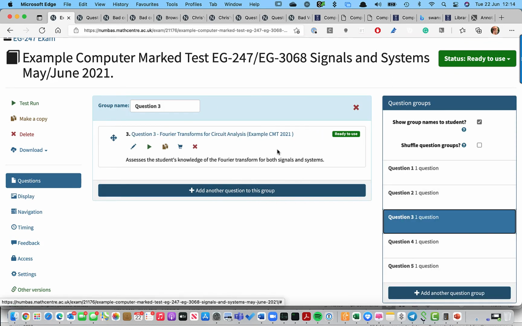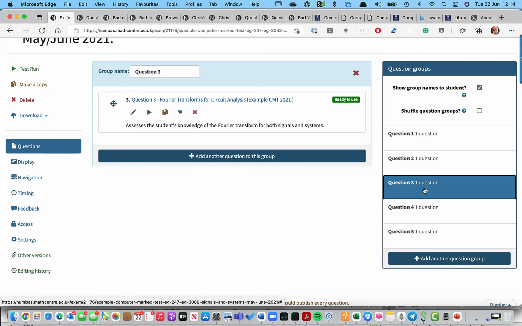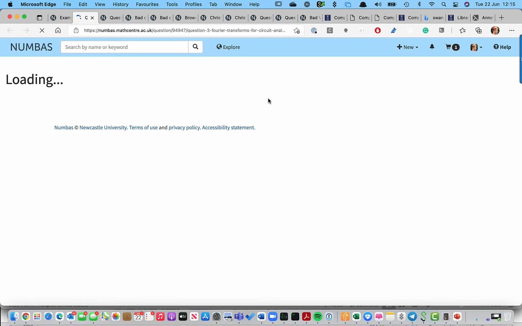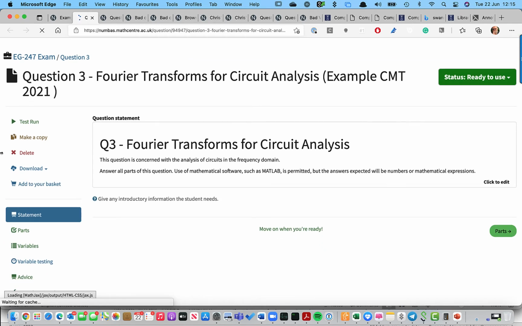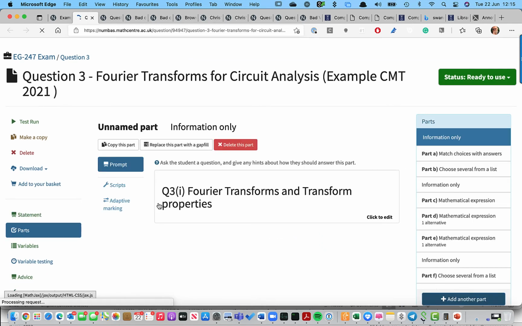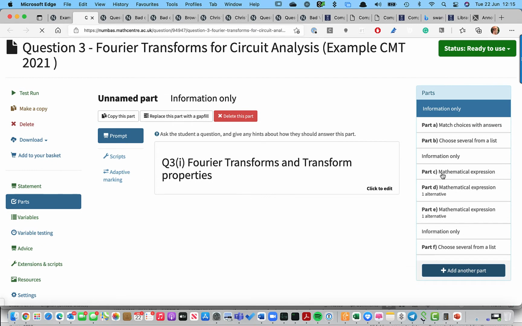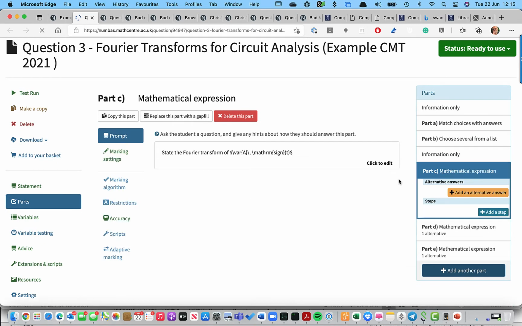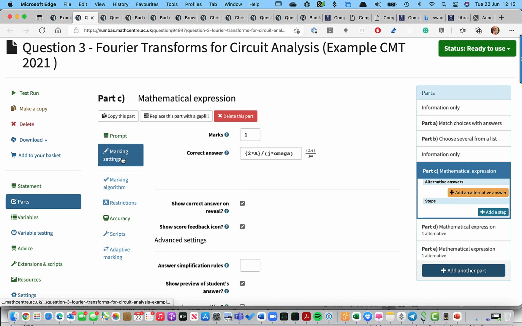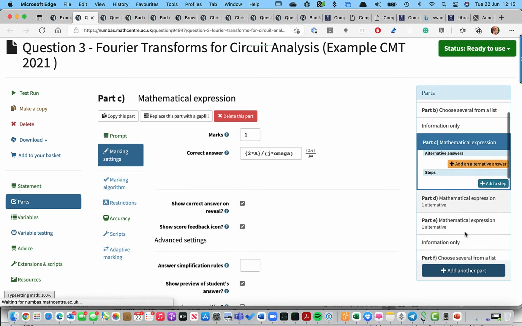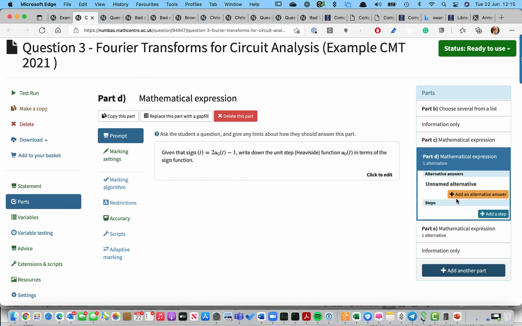Question 3 was the most challenging one. This was on Fourier transforms, and I wanted to use j omega, which is the standard way of representing frequency in electrical engineering. We tend to use i for current in our topic, so we tend to have the wrong kind of Fourier transform definitions. So for this one, I often added a mathematical expression where the answer would have been something over j omega, such as this one. The answer is 2a over j omega for this particular Fourier transform.